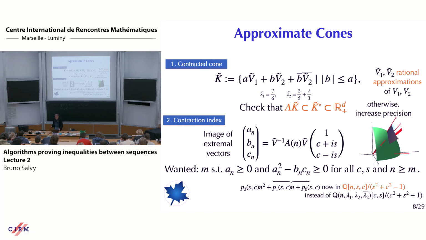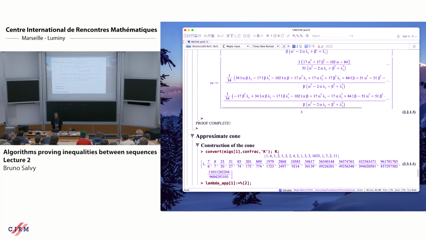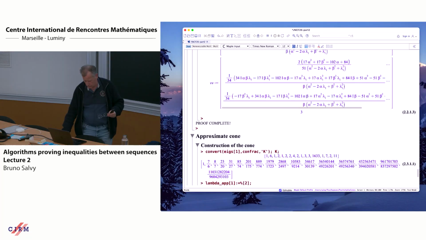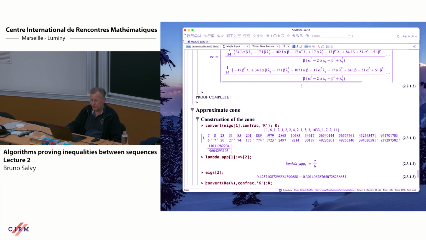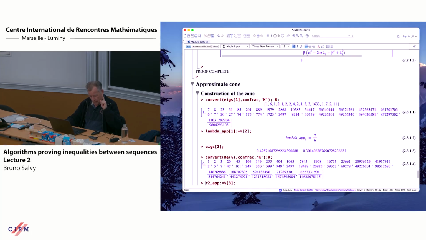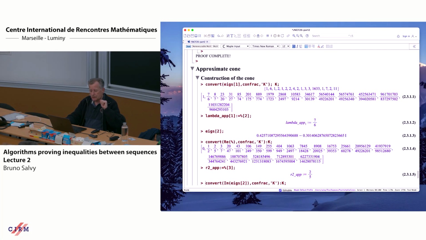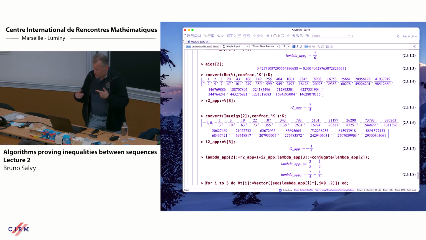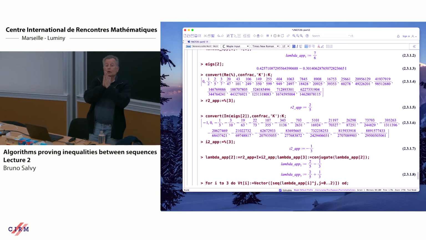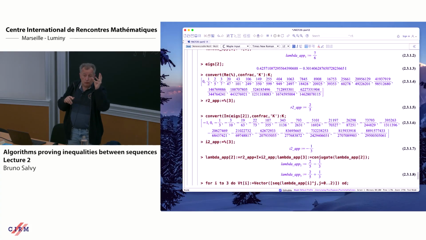So let me go quickly through the demo for that. How did I find this 7/6 and the other one? You take just a continued fraction approximation. You take the first one, it's sufficient. Same for the other one. So these are the approximation. Why do I show you this? Because it could be that you take an approximation that's too crude and the cone is not contracted. Then you refine. Eventually, it will be contracted.